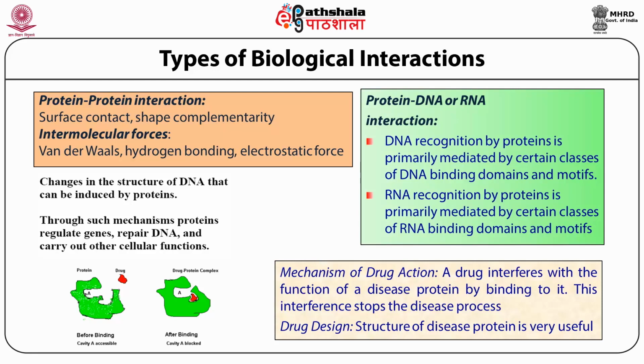Moreover, protein ligand interaction is useful for drug designing, where a drug interferes with the function of a disease protein by binding to it. This interference stops the disease process, and this is the main tool utilized for structure-based drug design. Here you can see in the figure that the protein has a certain binding region where a particular ligand can easily bind in the cavity, and the complex is stabilized by a large number of non-covalent interactions.